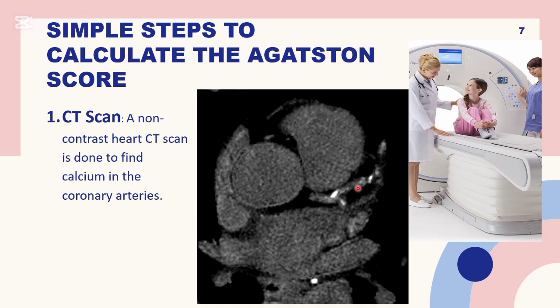Now, on a non-contrast CT scan, if we put an ROI here in this coronary artery, it will give us a lower value of the Hounsfield unit. But if we inject contrast and after that we put the ROI here, it will give us a higher value. That's why we are going through a non-contrast scan, to accurately find out the Hounsfield value of the calcium.